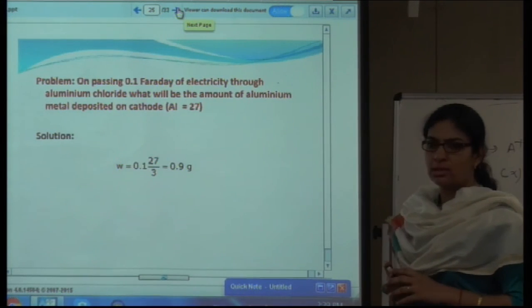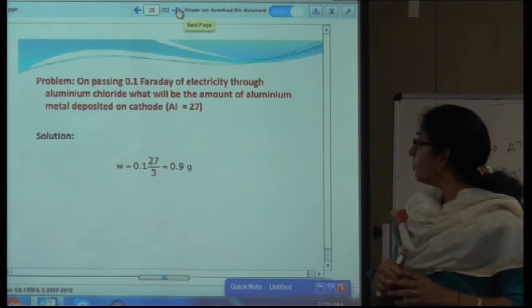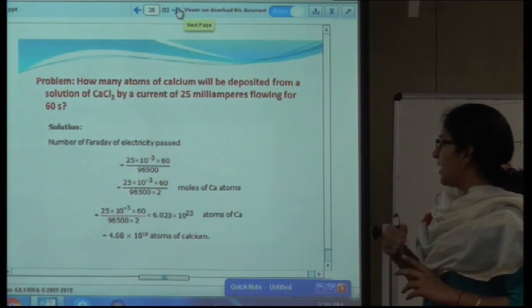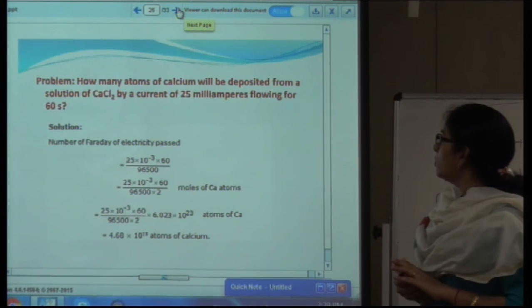Here also I think a similar problem is there, you can solve it. If time permits I will discuss it later. Next please, skip this also. Next.